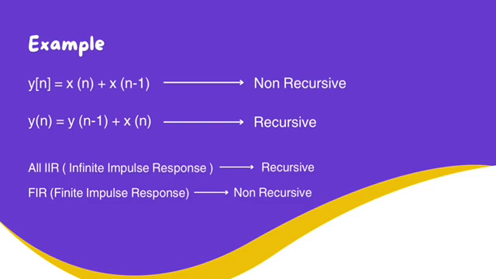In summary, a recursive system involves feedback, where the output depends on previous outputs. A non-recursive system involves only feed-forward, using current and past inputs. The slide also explains the link with digital filters. All IIR, infinite impulse response, systems are recursive, as they use feedback from past outputs. All FIR, finite impulse response, systems are non-recursive, since they rely only on input values and do not use feedback from previous outputs.